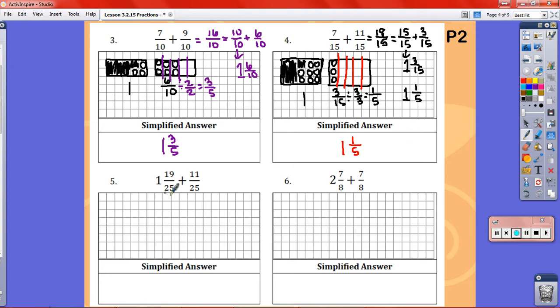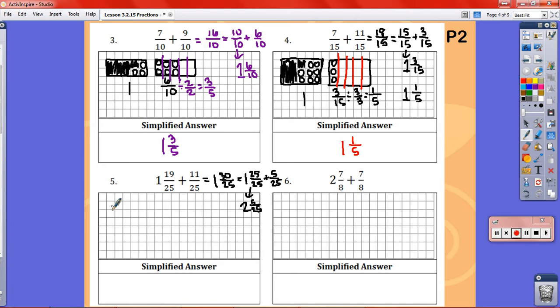Okay, so here we have a whole number in the mix. So we have one whole. Let me go ahead and put that over here. And then we have 19 pieces out of 25 and 11 pieces out of 25. So 19 and 11 makes 30. But that's 30 out of 25. So I have a whole in here. So basically this is 1, and 25 out of 25 makes a whole. And then the extra 30 minus 25 is 5. So basically 1 and 1 makes 2, and 5/25. And then I would simplify that.